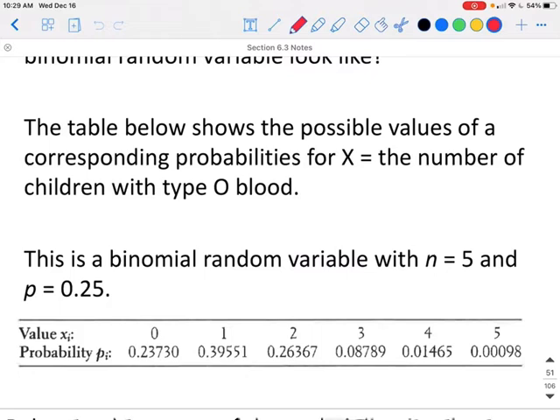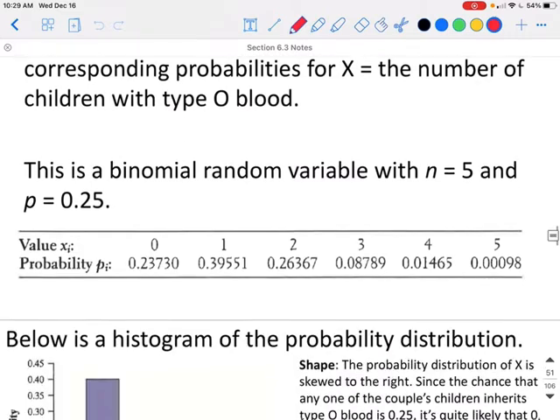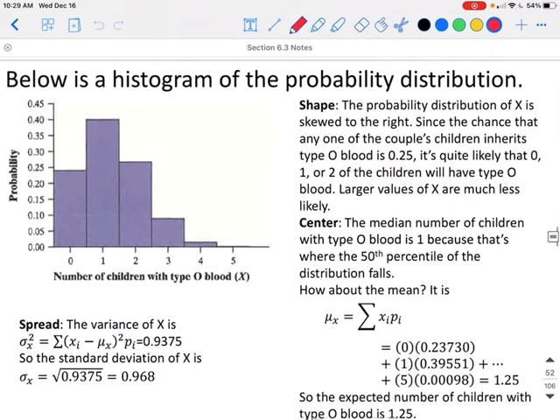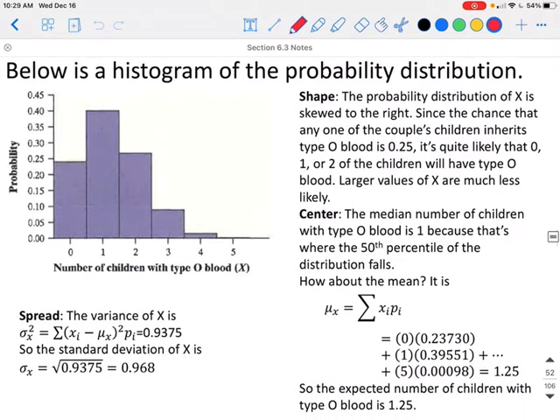This is a binomial random variable with n equals 5, so the number of children is 5, and the probability of success for each child is 25%. So the probability that exactly 5 of them will have type O blood is 0.00098. The probability that exactly 3 of them will have type O blood is 0.08789, and so on and so forth. Below is a histogram of the probability distribution.